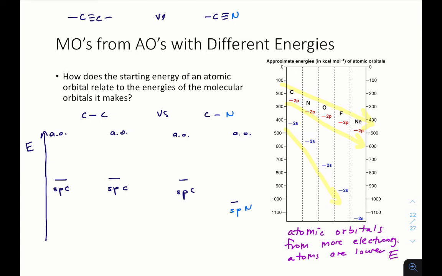Let's apply this idea to the bonding interactions between, say, 2 carbons in an alkyne and then the carbon and nitrogen in a nitrile, such as what we were examining on the previous slide.